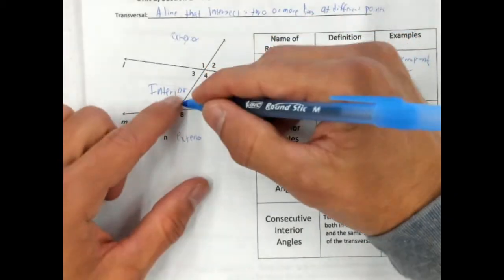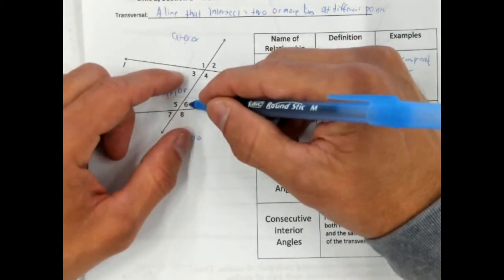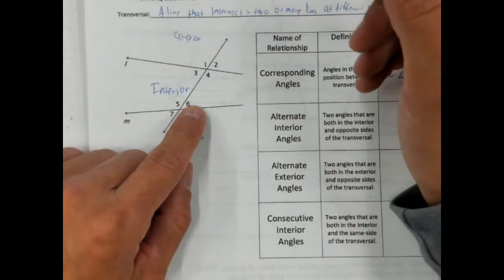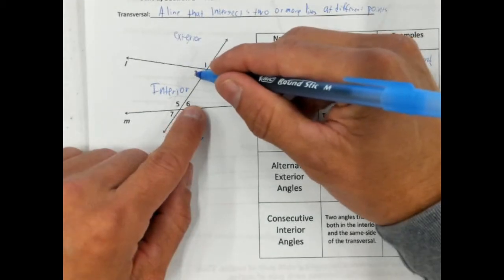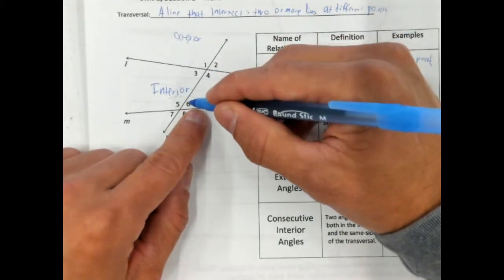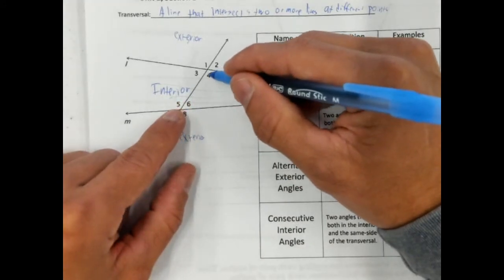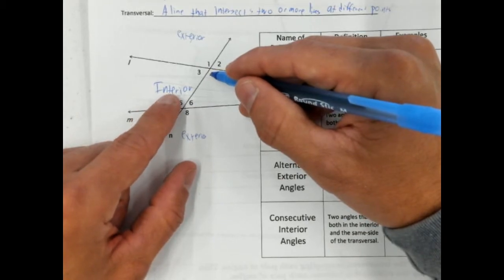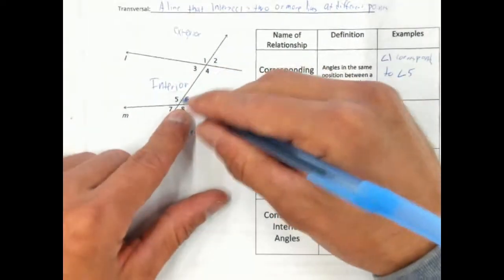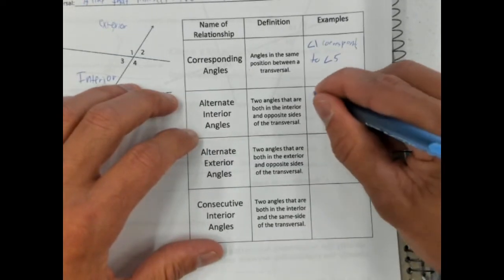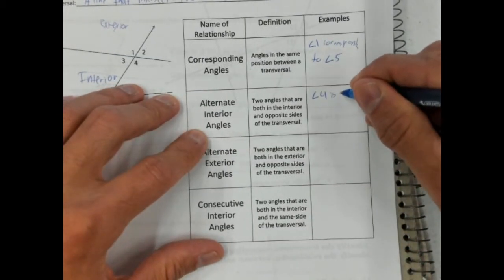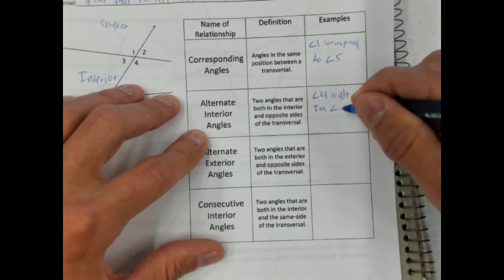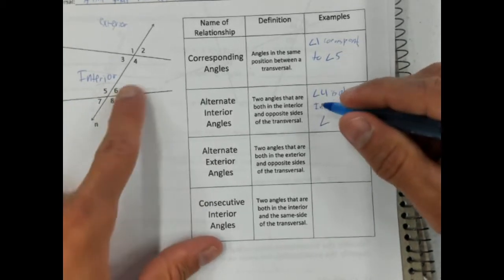So two angles that are both in the interior and on opposite sides of the transversal. This angle is on the interior, as is this one, and they're both on opposite sides. So angle 3 would be an alternate interior angle to angle 6, and angle 4 would be considered an alternate interior angle to angle 5 because they're on opposite sides of the transversal while also being in the interior. Using some notation here, angle 4 is alternate interior to angle 5.